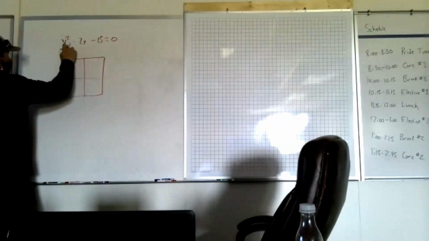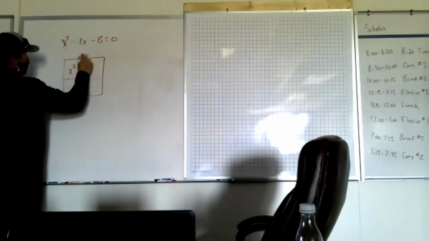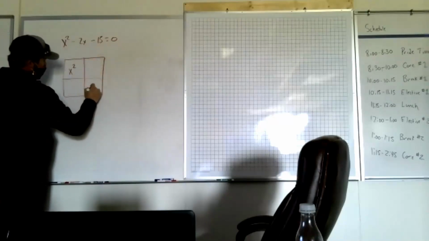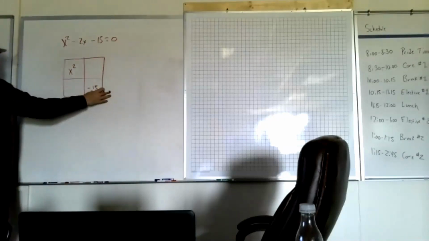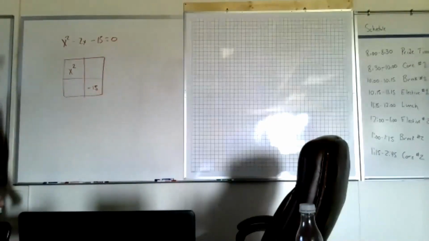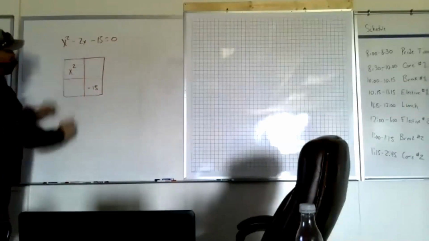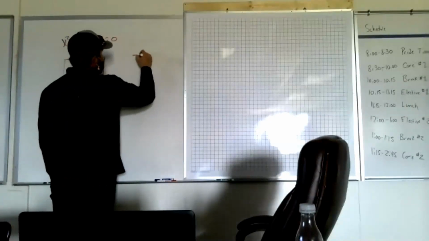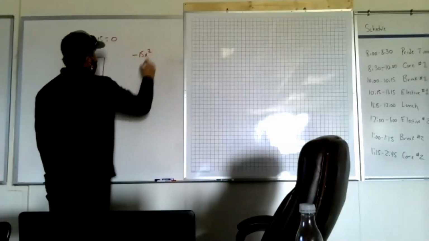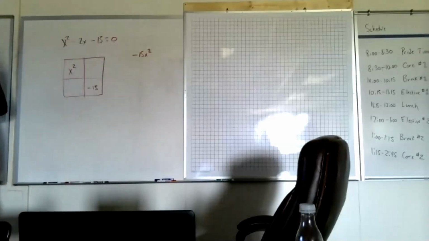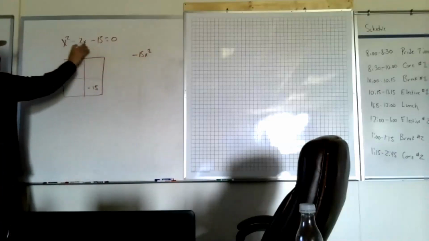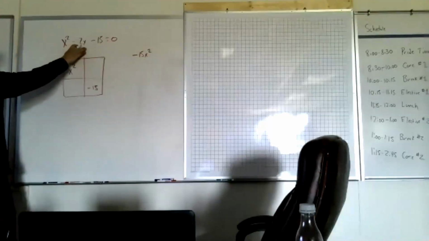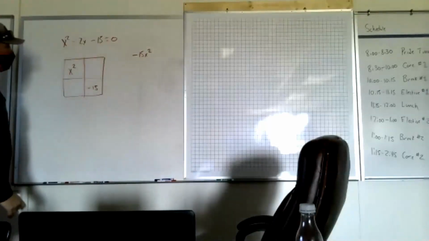In the upper left-hand corner, I put my first term. The lower right-hand corner, I put my second term inclusive of sign. So since it's a negative 15, that's where they stay. Then I multiply these two together to get a negative 15x squared. So now I'm thinking of two terms that multiply to equal a negative 15x squared that add up to equal a negative 2. Okay, sign's important.